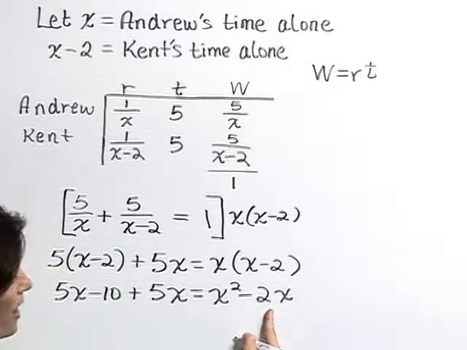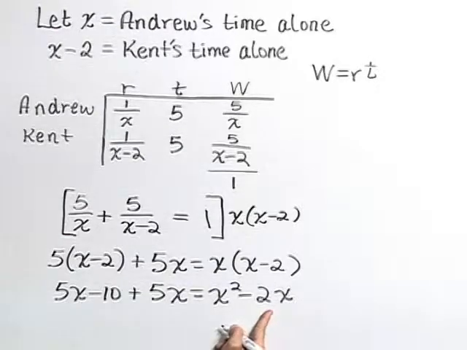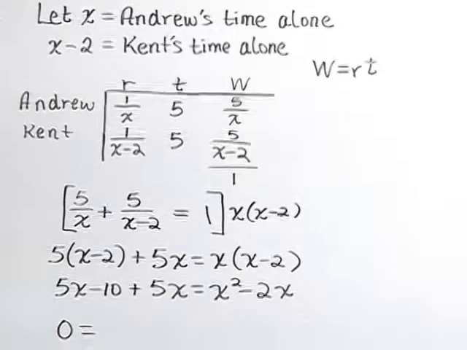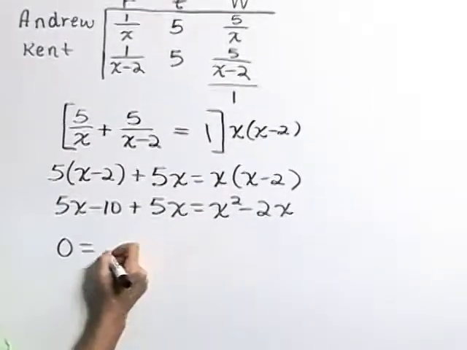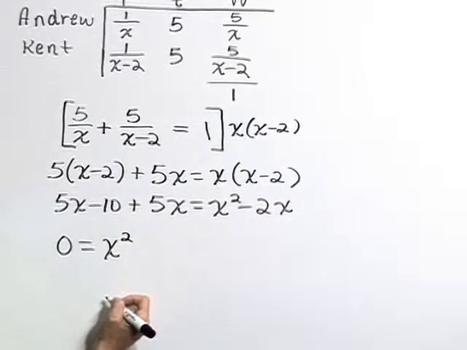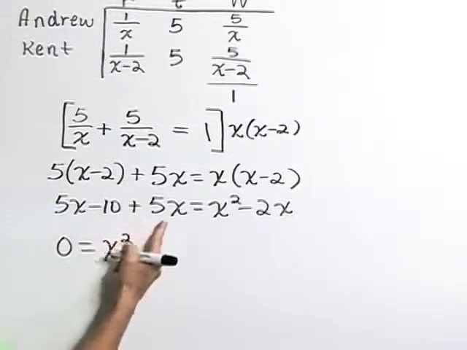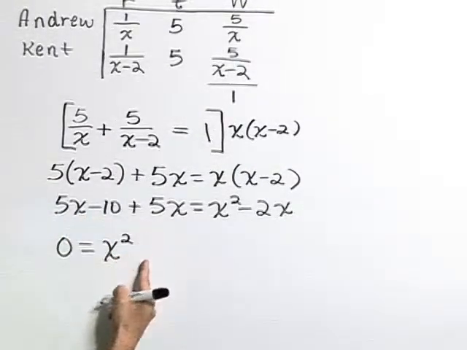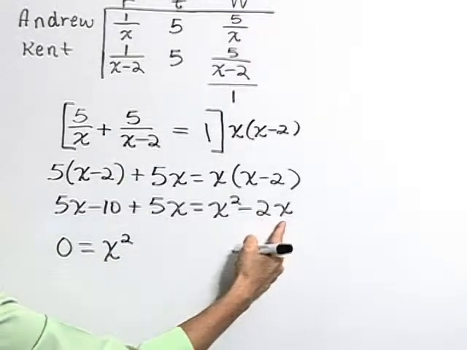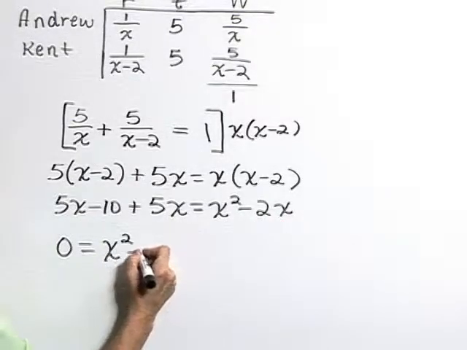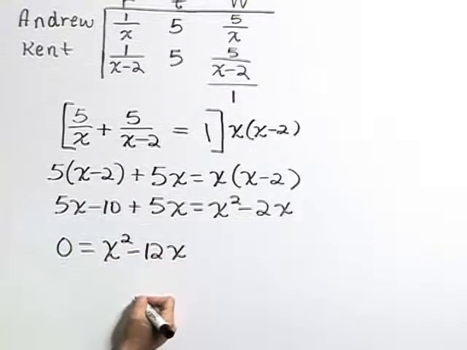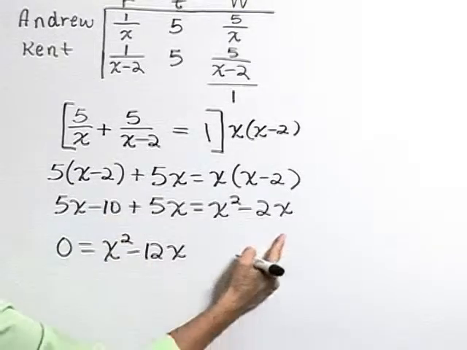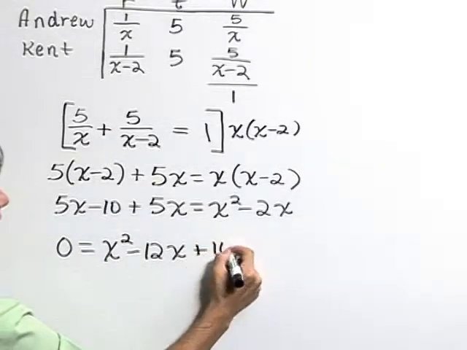Here we have a quadratic equation. Let's put it in standard form. I'm going to move everything to the right-hand side, setting that equal to 0 on the left-hand side. We have this term x squared. On the left, we have a combined 10x, subtracted over, negative 2x and a negative 10x is a negative 12x. And let's add that 10 to both sides as well to get a plus 10.